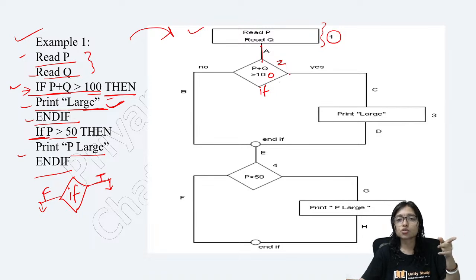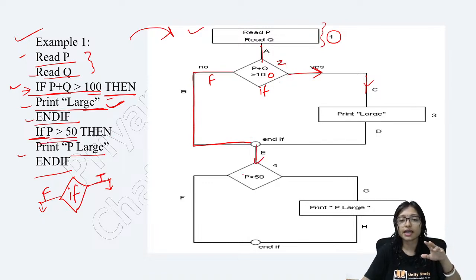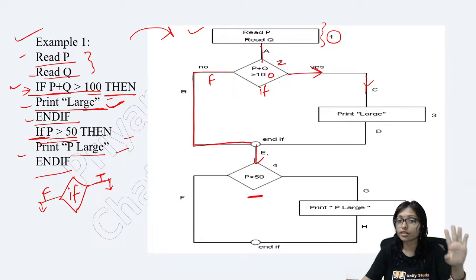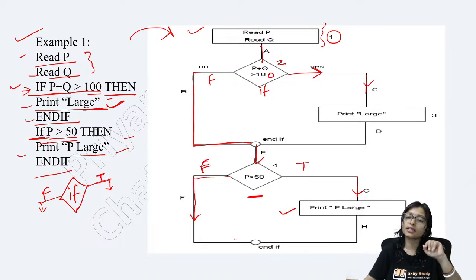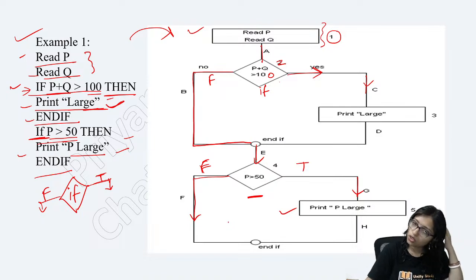So whenever it is true, then it goes to print large. Whenever it is false, it is the false path. Here nothing was there, but the false path we are taking. After that here is another if condition, that is pre greater than. Here also only the true part was there, the false part is not there, but still I have to think about the false part also. Whenever it is true, then we are drawing print large. Whenever this is false, then we are coming out. Here nothing is there, but we have to think about false also.